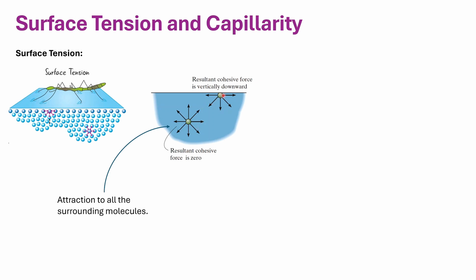But there is another molecule here that is on the surface, and as you can see, there's attraction between this molecule of water and other water molecules. And as you can see, the resultant force here is downward, because these vectors do not exist on the top. So the resultant force is downward. Resultant cohesive force is vertically downward for any molecule that is on the surface.